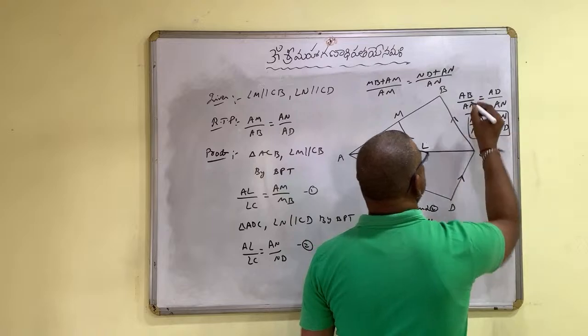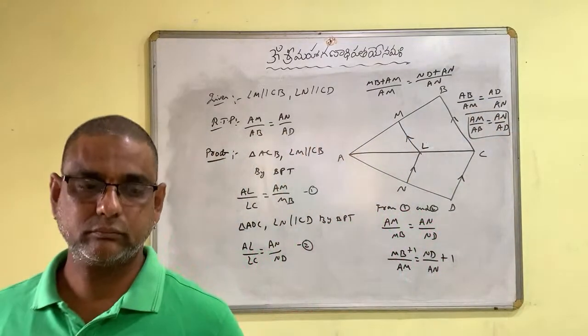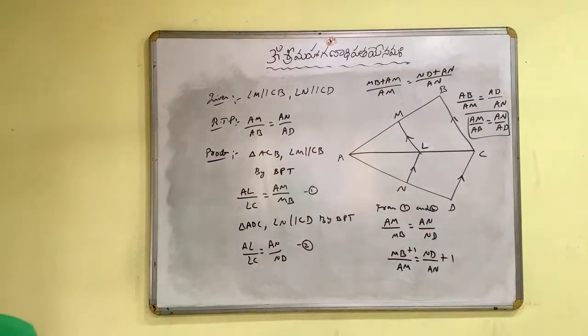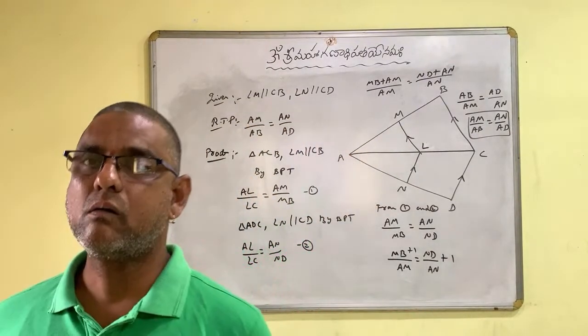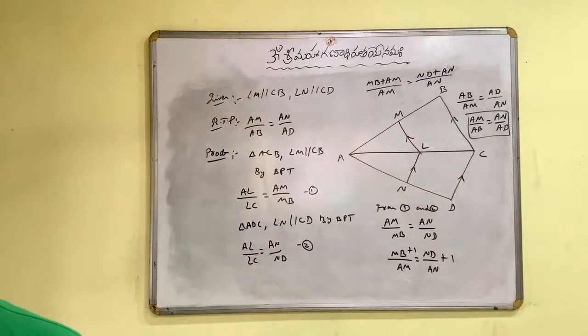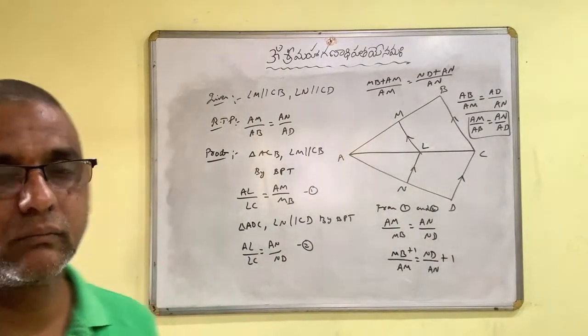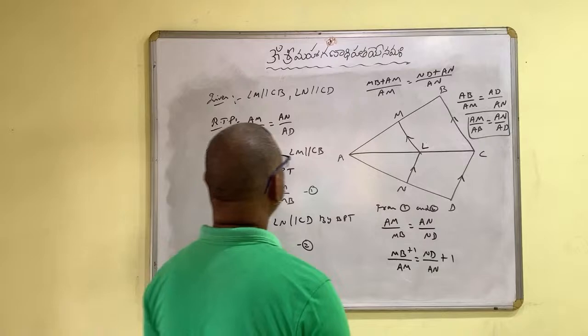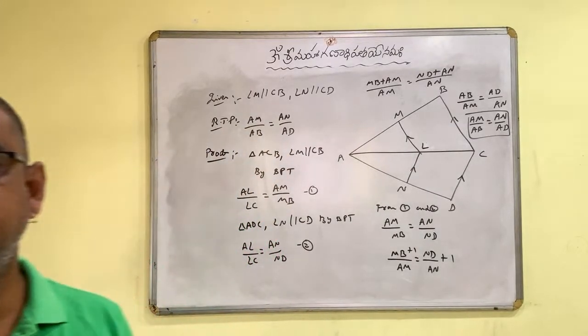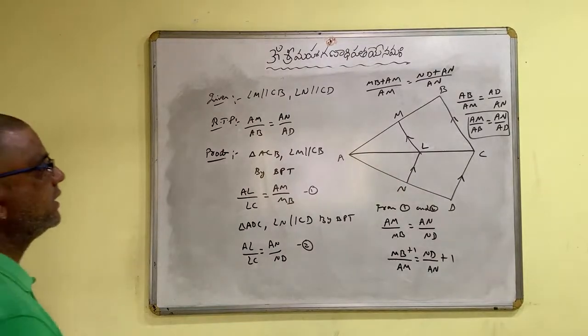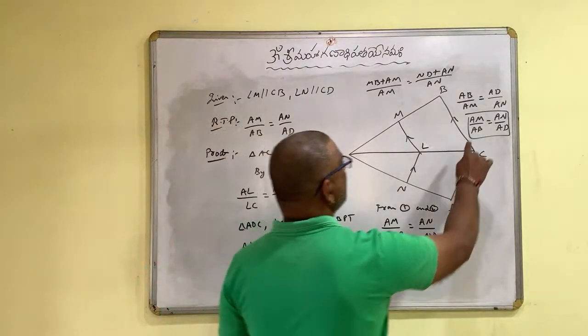Okay now, reciprocals. Is that okay? AM by AB equals AN by AD.